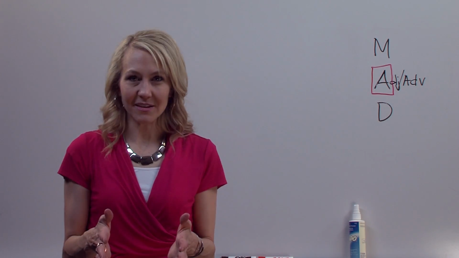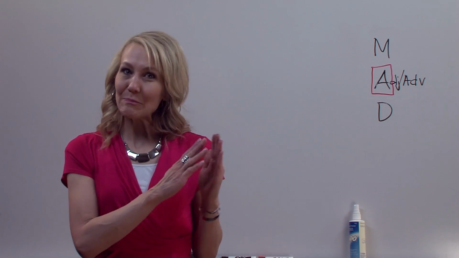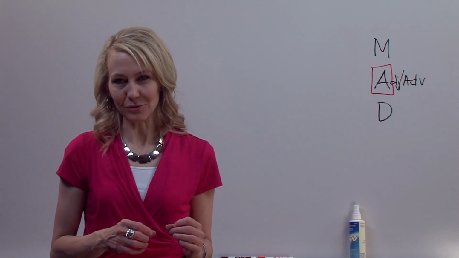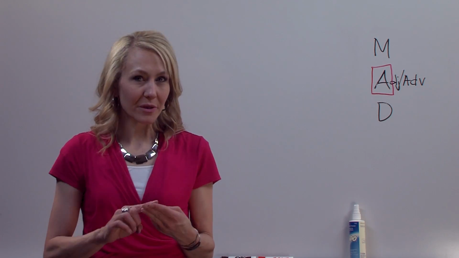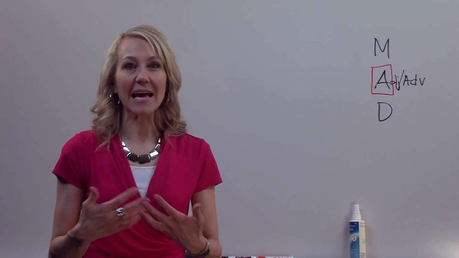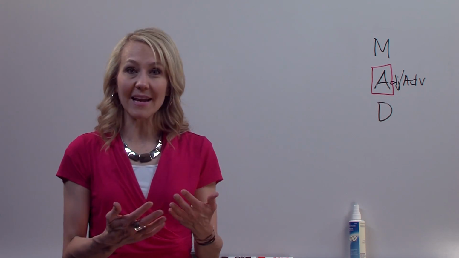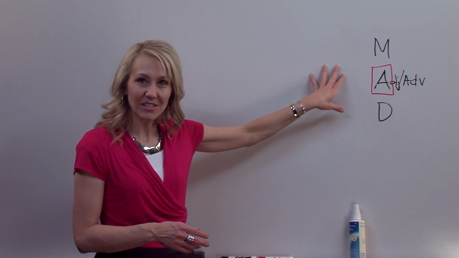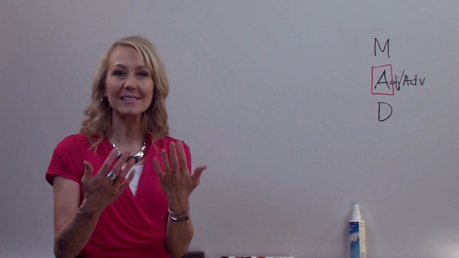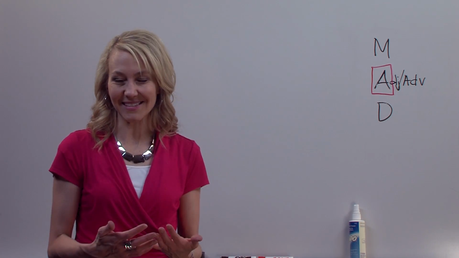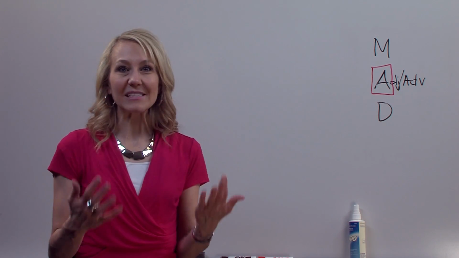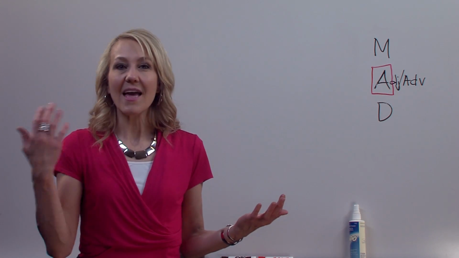In this next segment, we're going to talk about the A part of MAD modifier rules. So remember, there are 3 rules under complement that teach us how to appropriately use modifiers. Right now, we're going to talk about adjectives and adverbs and how to correctly use them in our sentence. Well, first of all, we have to understand the difference between an adjective and an adverb.